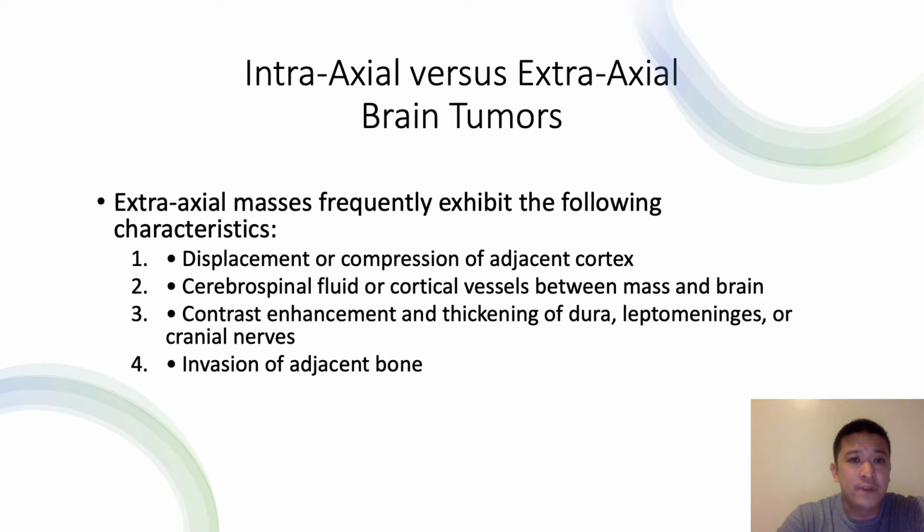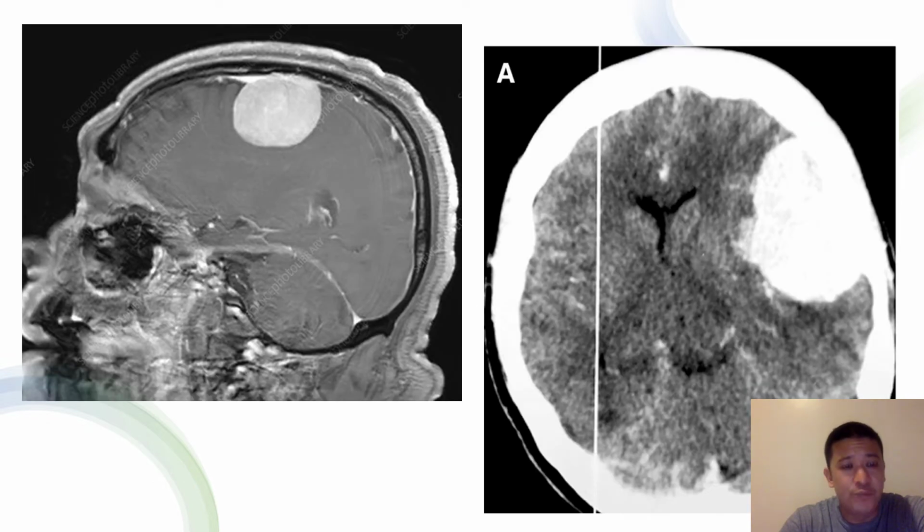So again, there are two types of tumors, intraaxial and extraaxial brain tumors. An extraaxial brain tumor, as it says, is outside of the brain, compressing the brain. So extraaxial masses frequently exhibit the following characteristics: displacement or compression of adjacent cortex, cerebrospinal fluid or cortical vessels between mass and brain, contrast enhancement and thickening of dura, leptomeninges or cranial nerves, or invasion of adjacent bone. In this slide, we see an example of an extraaxial tumor.